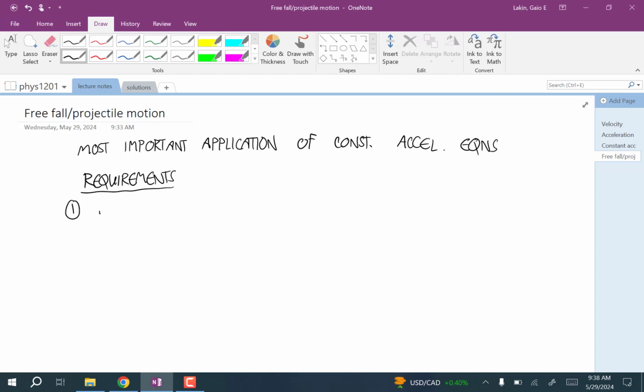The first one is that nothing is touching it. Something is not in free fall if it's rolling down a ramp. And the other requirement is a little harder, it doesn't have quite as fast and clear a rule, but it's that air resistance has a negligible effect on the motion.